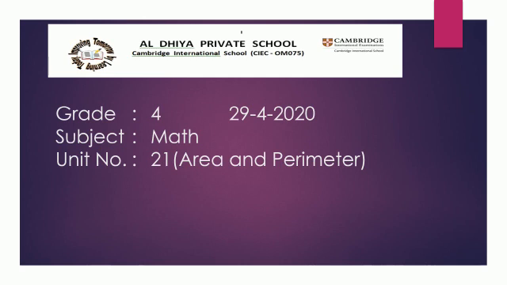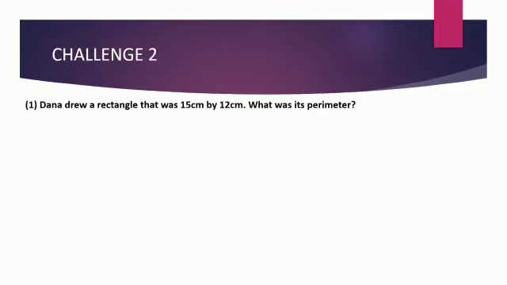It's your maths class. We are doing unit number 21 and the unit name is area and perimeter. We have done its lesson number 1. Today we will do lesson number 2, perimeter. Workbook page number 220. We have done how to find the perimeter of a rectangle. So challenge 1 is the same as page number 218. We will do challenge 2, the word problem related to perimeter of rectangle or square.